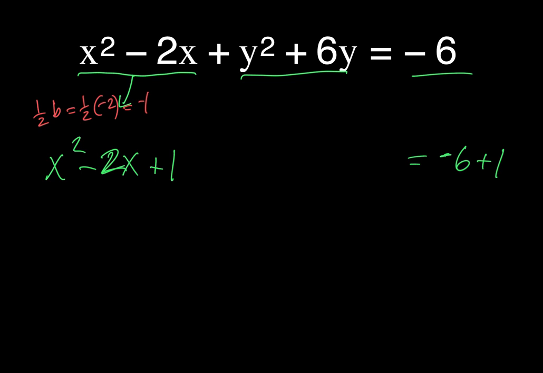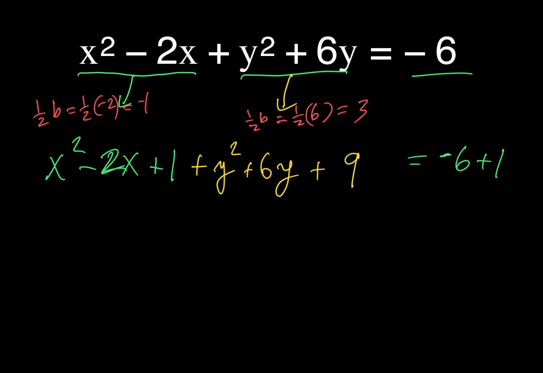Then I'm going to take this piece and bring it down. Plus y squared plus 6y. And I'm going to take half of b, which is half of 6, which is 3. I'm going to square it and add that to that side. And then whatever I do to the left side, I have to do to the right side of my equation.